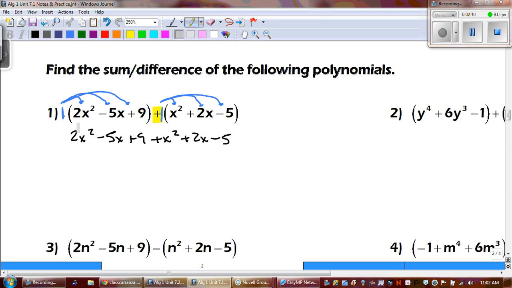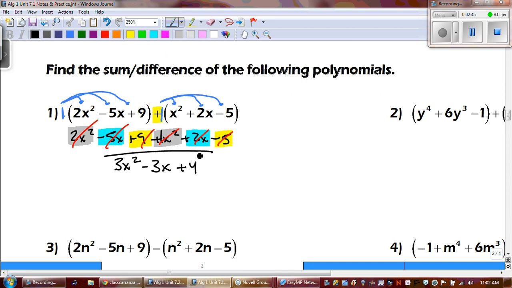Now we need to look for like terms. My highest exponent is a square. I have 2x squared, and that is a 1x squared. So together I have 3x squared. After that, we've got the x's. Negative 5 plus 2 is negative 3x. And then last, we got the positive 9 and the negative 5. That gives us positive 4, because 9 minus 5 is 4. And then we get our answer of 3x squared minus 3x plus 4.